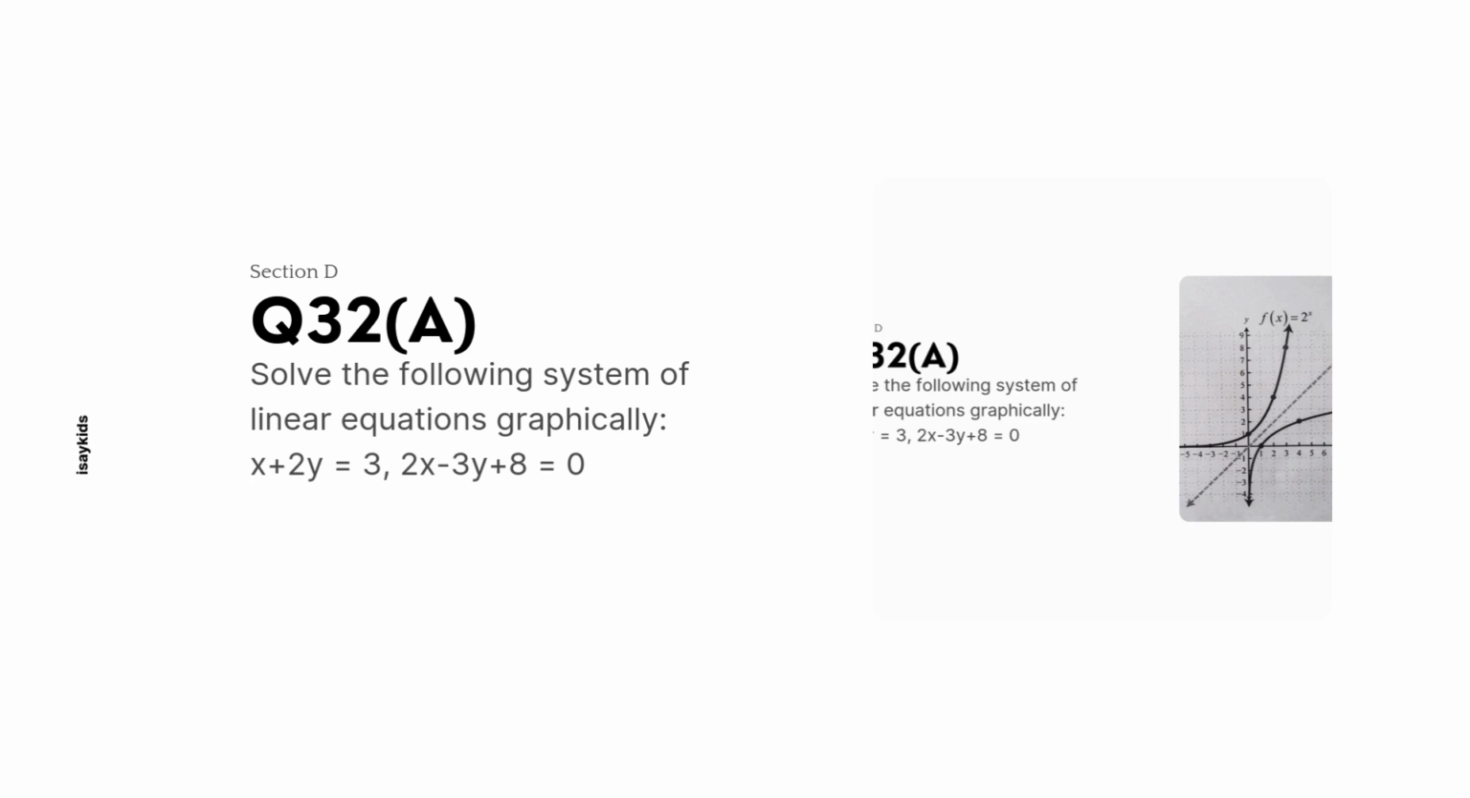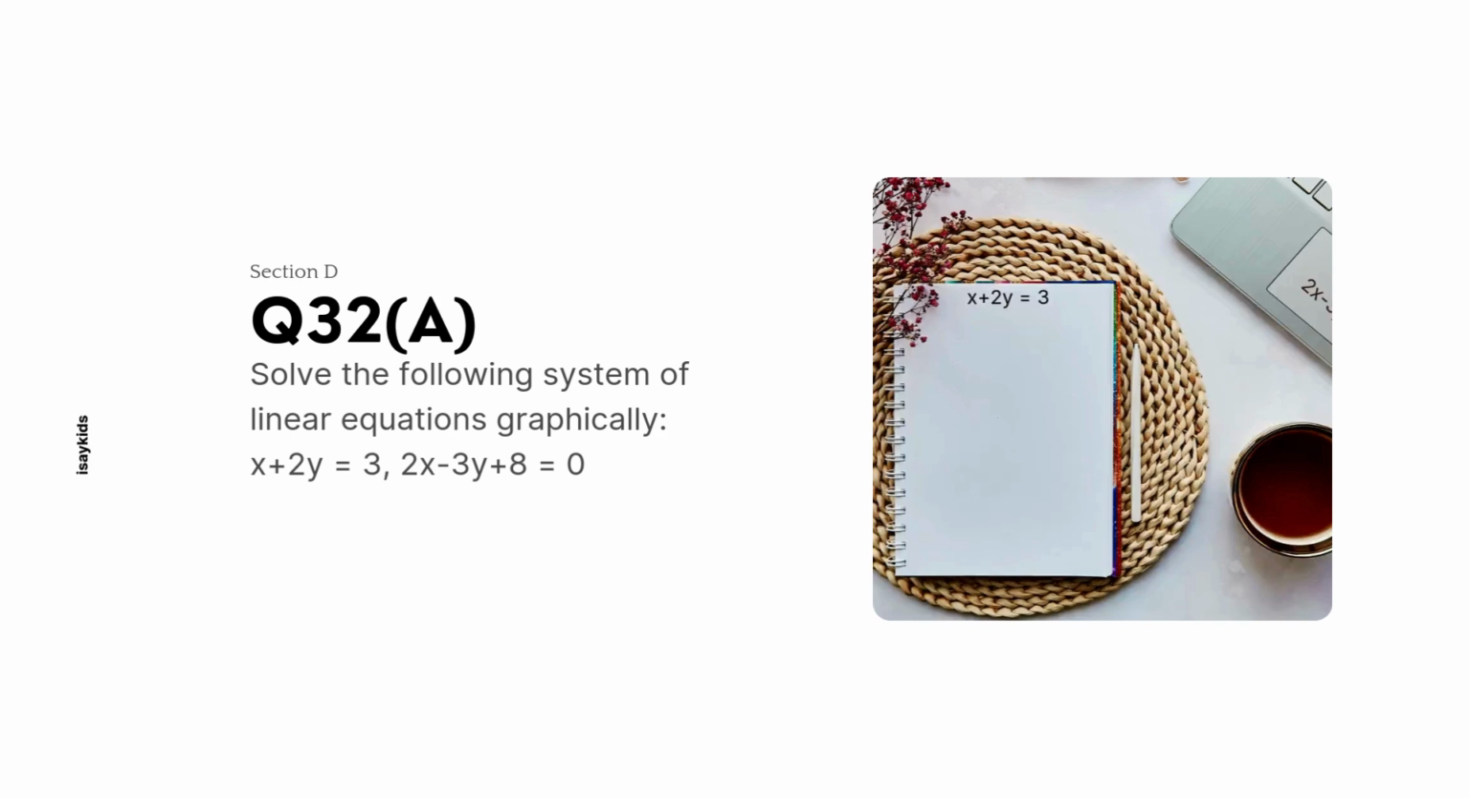Solve the following system of linear equations graphically. x plus 2y equal to 3 and 2x minus 3y plus 8 equal to 0. Our first equation is x plus 2y equal to 3. When y is 0, we get x as 3, and when y is 1, we get x as 1. When y is minus 1, we get x as 5.